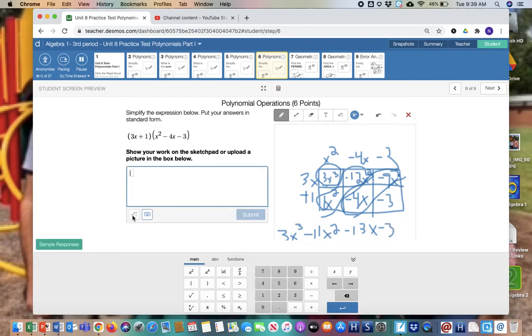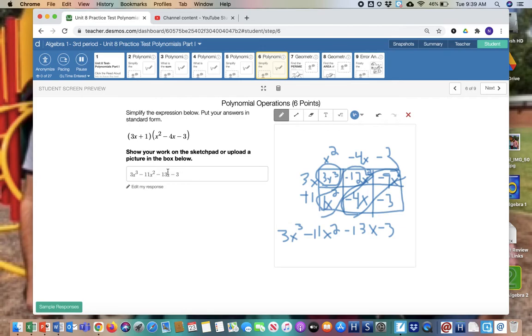All right, so now I need to write this in standard form, so highest to lowest exponents. Here we go. 3x, and then hit this button to get that exponent where you can put in whatever exponent you want. Remember to right-arrow click out of that. Minus 11x squared minus 13x minus 3. All right, and what would we call that? We call that a polynomial, specifically a 4-term polynomial.